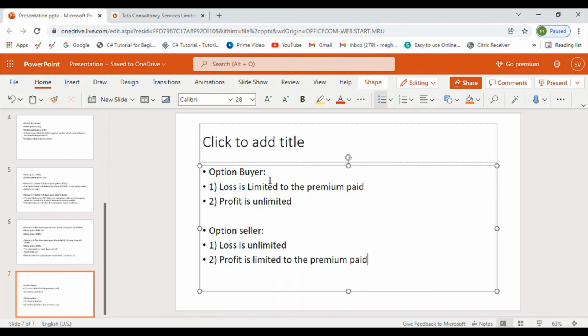But there are other things to keep in mind before buying an option contract or before selling an option contract. We will discuss them in our upcoming chapters.